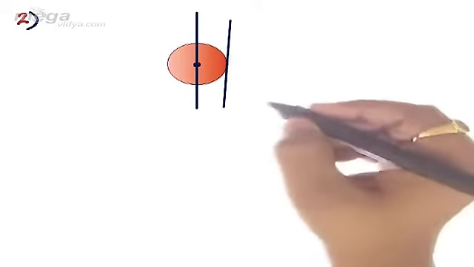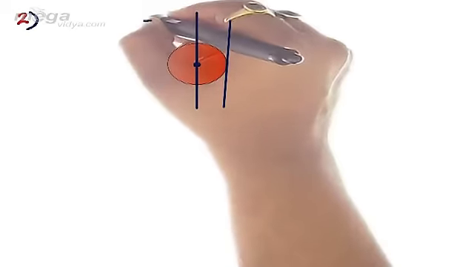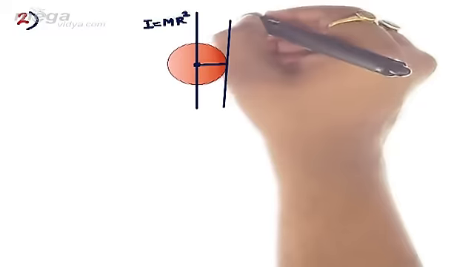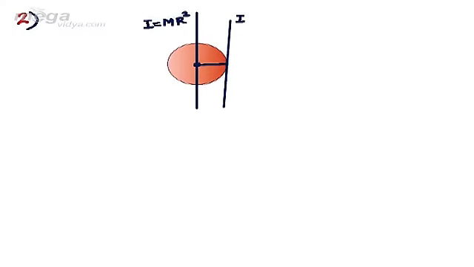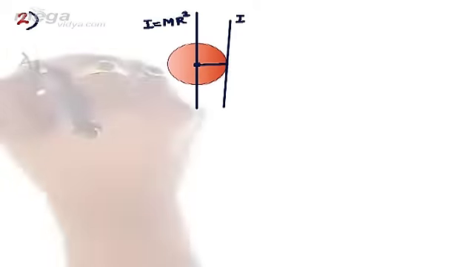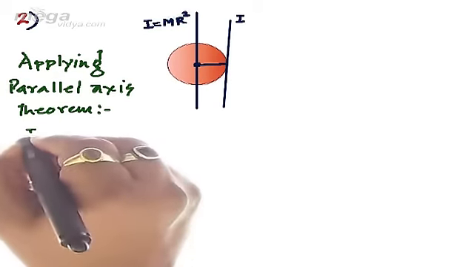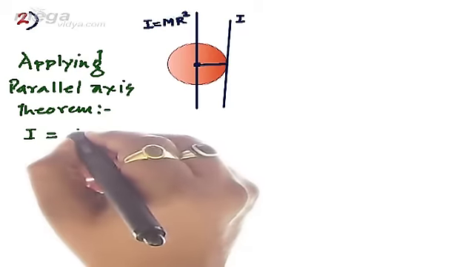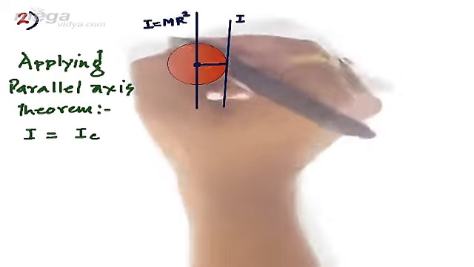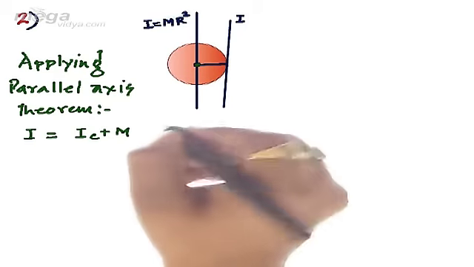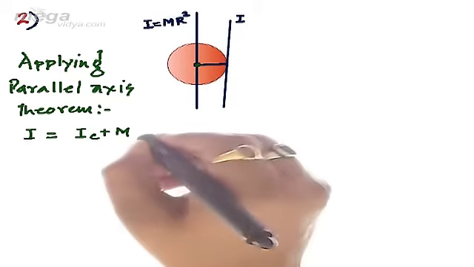We can take another example. Let us consider this ring, and the moment of inertia of the ring along the centroidal axis is given to be mr square, where r is the radius of the ring. We are required to find the moment of inertia along the axis passing through the tangent and parallel to the centroidal axis. Applying the parallel axis theorem, the moment of inertia along the given axis will be equal to the moment of inertia along the centroidal axis, plus the mass of the ring times the square of the distance between the axes, which is again the radius, that is r square.